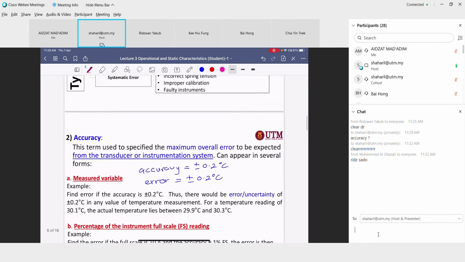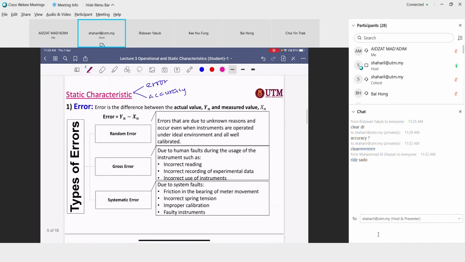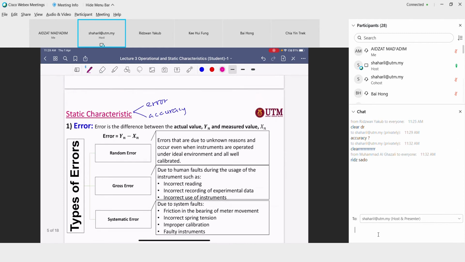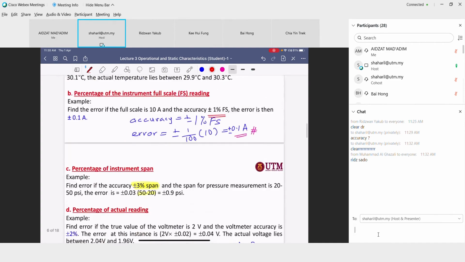That is the static characteristic. There are two things, error and accuracy. So from the accuracy, you can get the error. Okay, all right. So far so good.